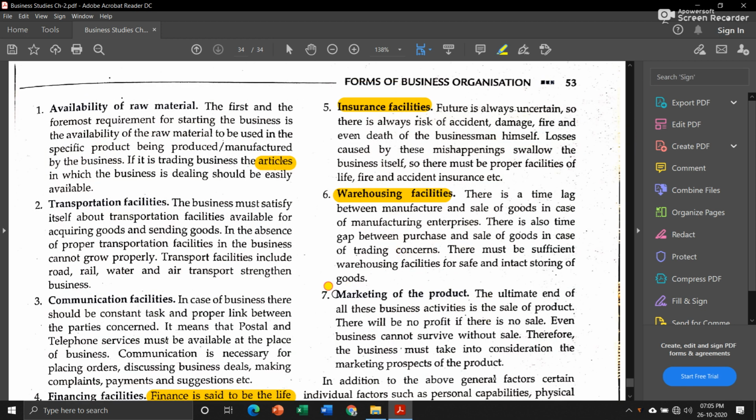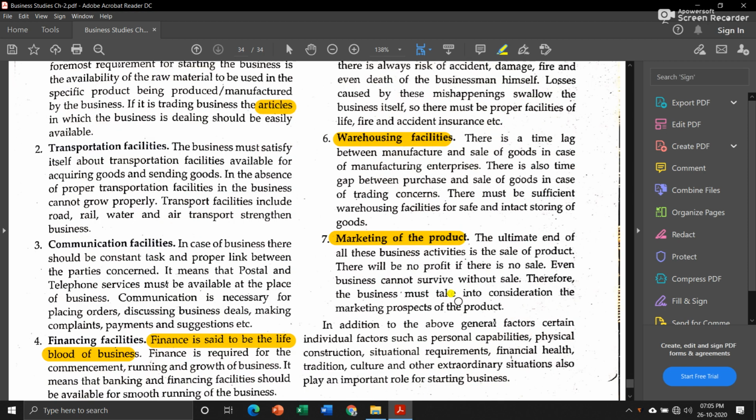Then marketing of the product. Marketing is nothing but advertisement of your product. The ultimate end of all business activities is the sale of product. There will be no profit if there is no sale. Even business cannot survive without sale. Therefore, the business must take into consideration the marketing prospects of the product. Now you have to see the place where you are trying to run your business, whether you will be able to advertise about your product or not.